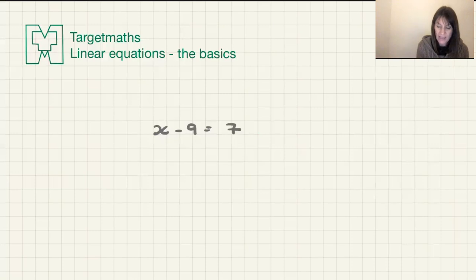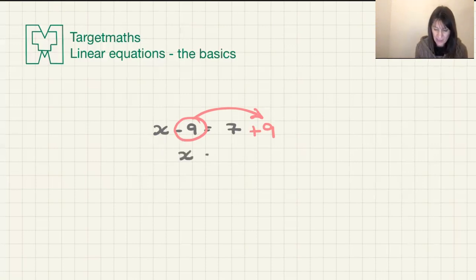If I want to know what x equals, I'm going to get it on its own. So I am going to pick up that minus 9, dump it on the other side. Remember, it lands as plus. So change sides, change signs. Could be something that you have in your head.